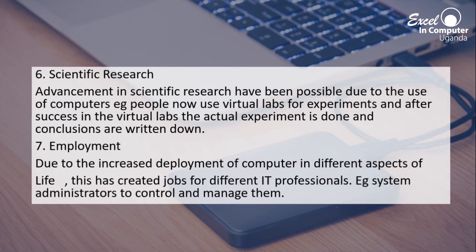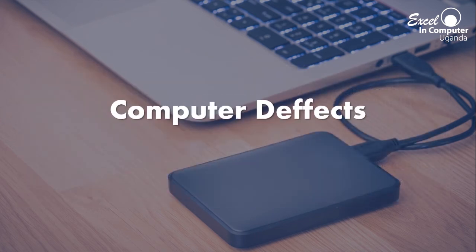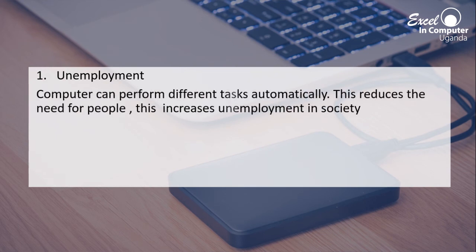So after I've looked at that, I'm going to computer defects. Though the computers have been good to us, they also have their defects to us and to the environment. The first defect, unemployment. Computers can perform different tasks automatically. This reduces the need for people, which in turn increases unemployment in the society.